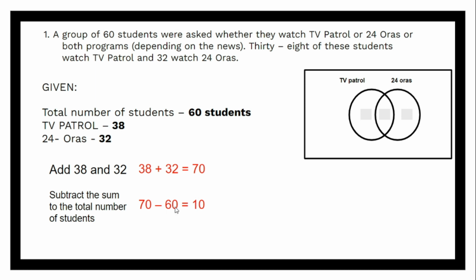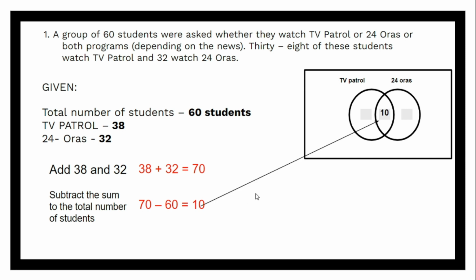So, teachers na nanggaling 70, eto po. Pinag-add natin si 38 and 32. Saan po galing si 60? Si 60 po is the total number of students na tinanong. Okay, so we have 70 minus 60, the answer is 10. So therefore, the intersection of these is 10.